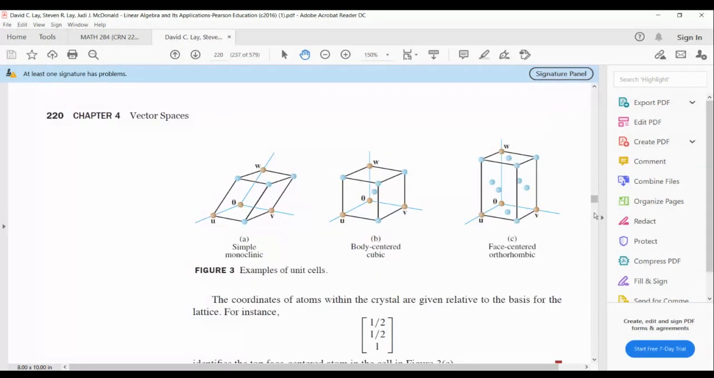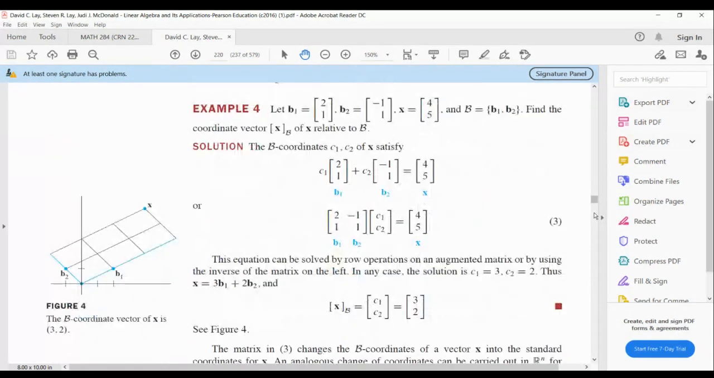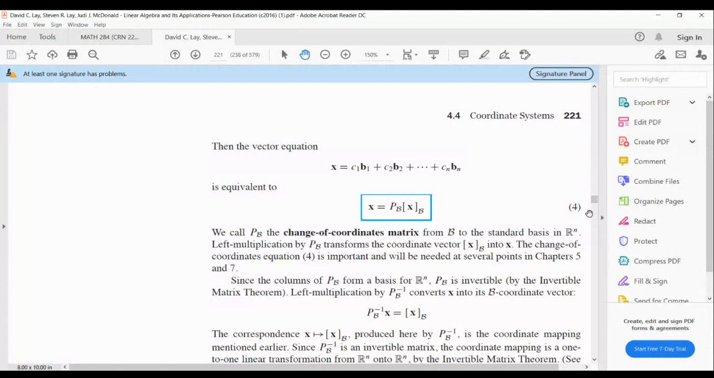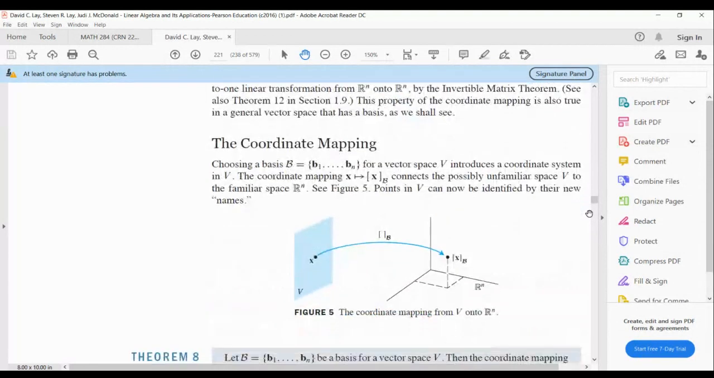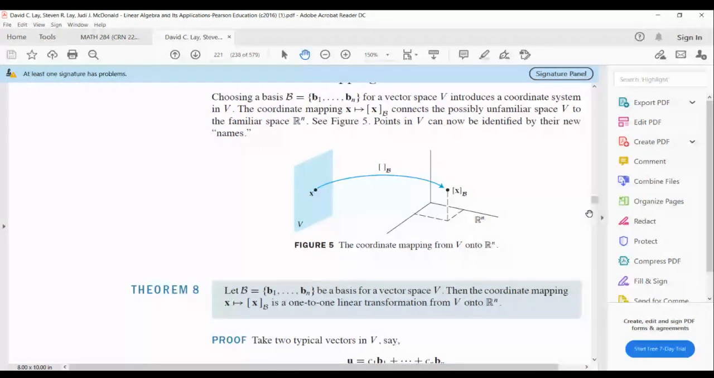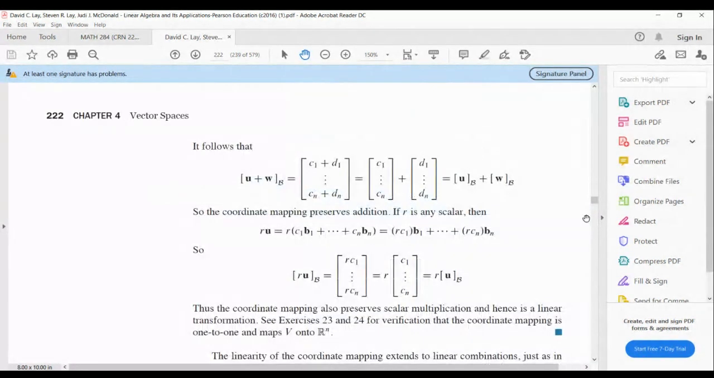Okay, so we talked a little bit about crystal lattice issues, and you've seen this from the examples: coordinate mapping. So this is really a transformation. Let's just keep going here.